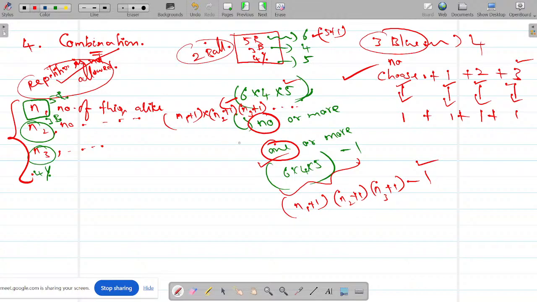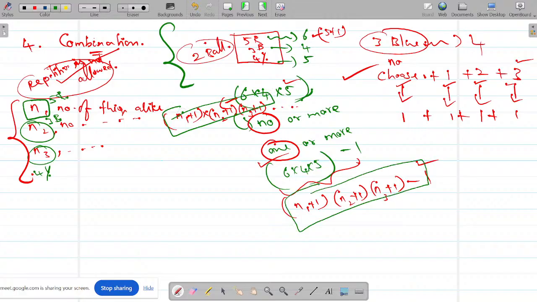Please make a note of it. So you can take this as an example and this as the formula. That's all for today. Next class we'll go for the combination problems and comprehensive problems. And one small concept is there that we have to discuss.